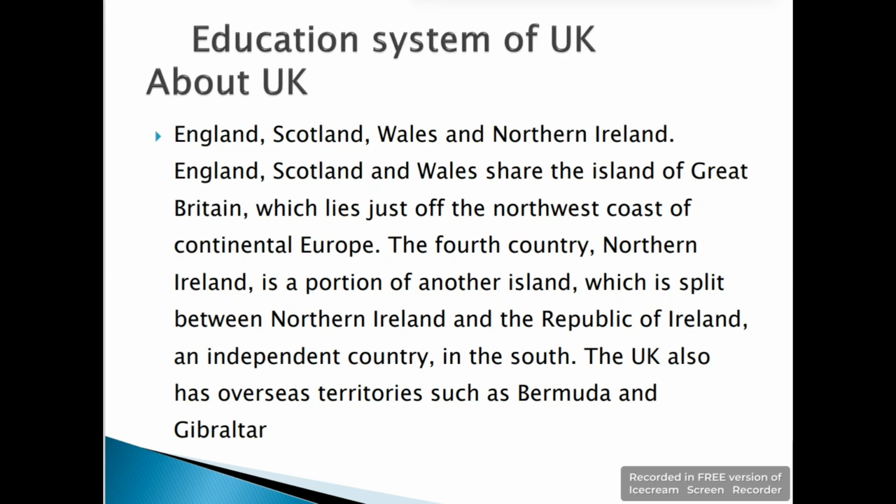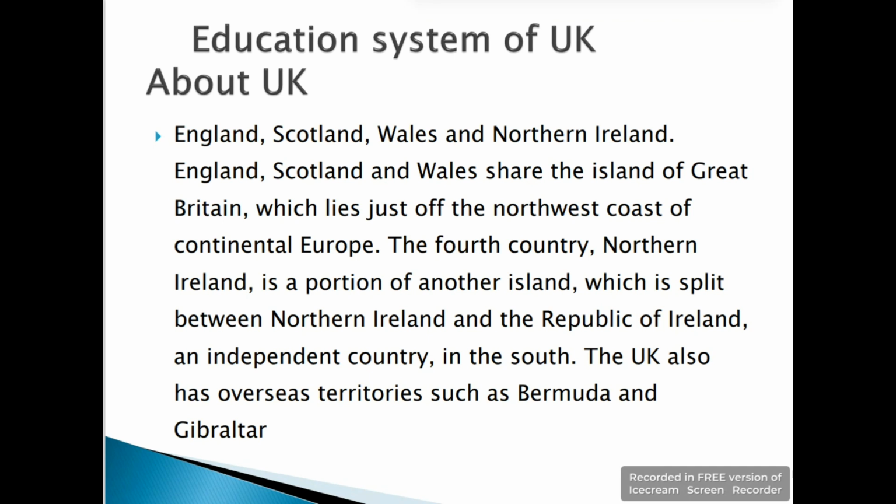In today's lecture we are going to discuss the education system of the UK. Previously, we have discussed the education system of South Korea, the USA, and Pakistan, with comparison to the elementary school system. Here we are going to discuss the education system of the UK.